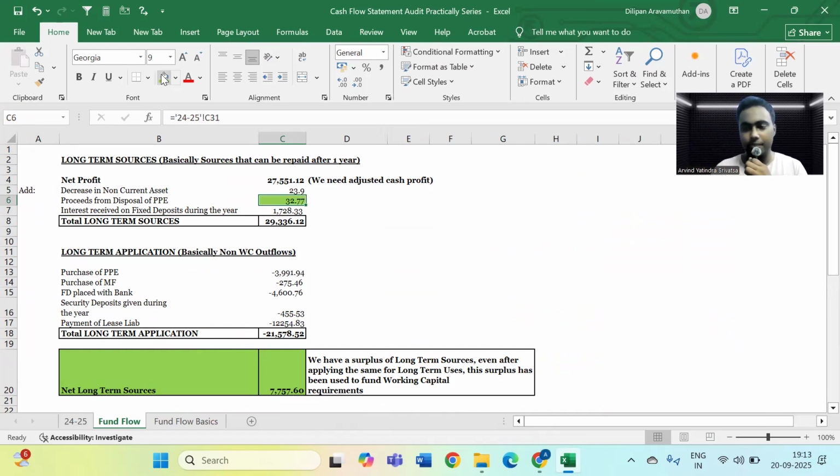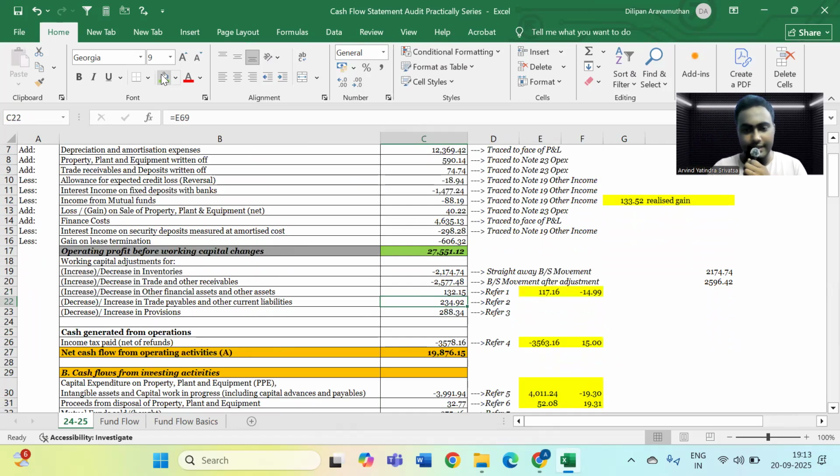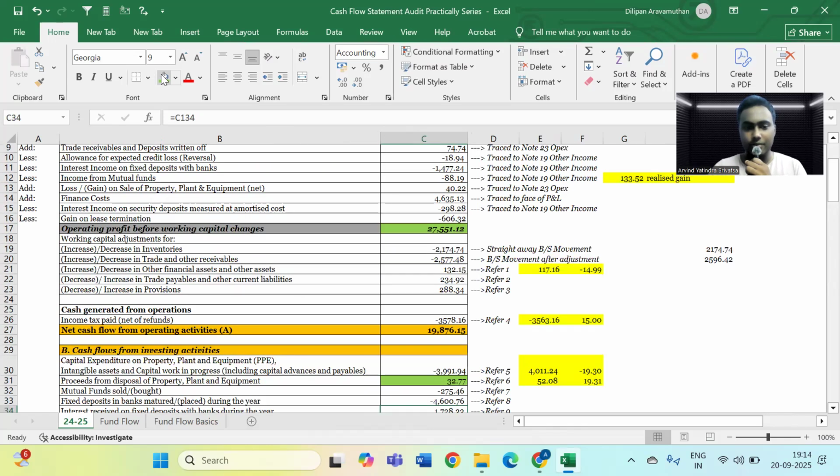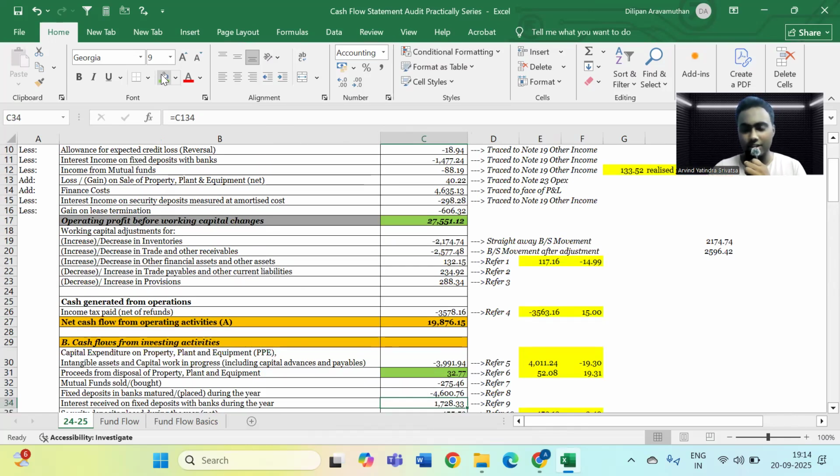When I'm selling property, plant and equipment, I'm realizing an amount which is an inflow for me, which is a source of finance, which we are tracing below in the investing activity, 32.77. Right? This is done. Next, interest received on fixed deposits during the year. Again, this is a long-term source of finance because this is in relation to fixed deposits I had invested in for more than 1 year, which were non-current in nature.